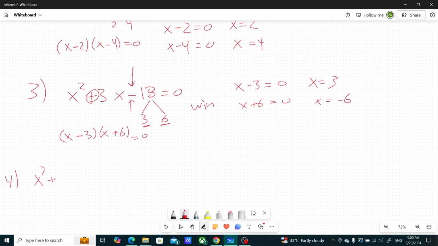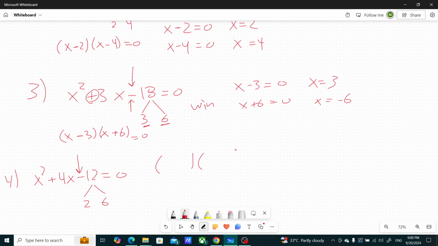x squared plus 4x minus 12 equals 0. So again, this is my first step, looking at this sign. It's a minus, so I'll take two factors that subtract to 4. Let's try 1 and 12. No, 1 and 12, the difference is 11. What else? Let's try 2 and 6. Yes, these are factors of 12 and their difference is 4.